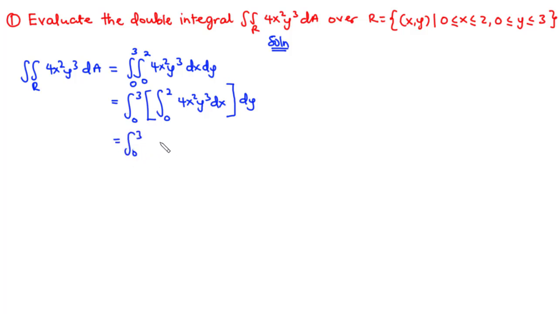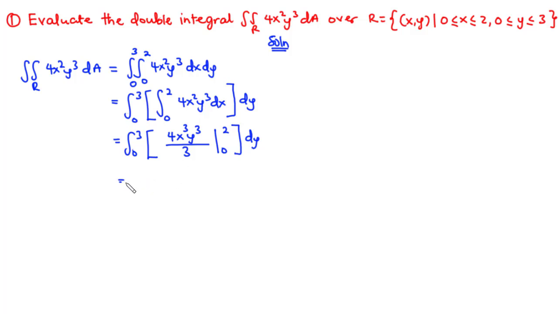So we have the integral from 0 to 3 on the outside. Now we are going to integrate this function with respect to x. So we integrate with respect to x, thus we are going to increase the exponent on x by 1, and we divide through by the new exponent. So we have x cubed times y cubed, and then we divide by the exponent on x, which is 3. And then we have the limit from 0 to 2, and then outside the brackets we have dy.